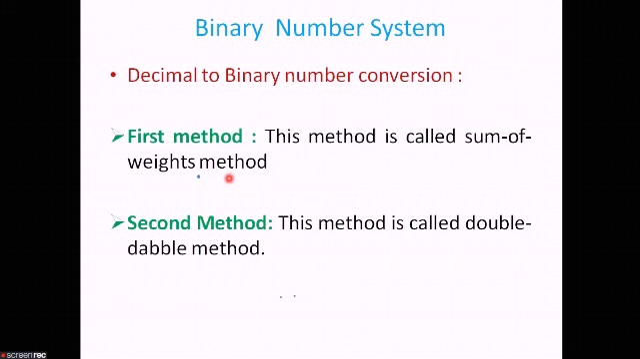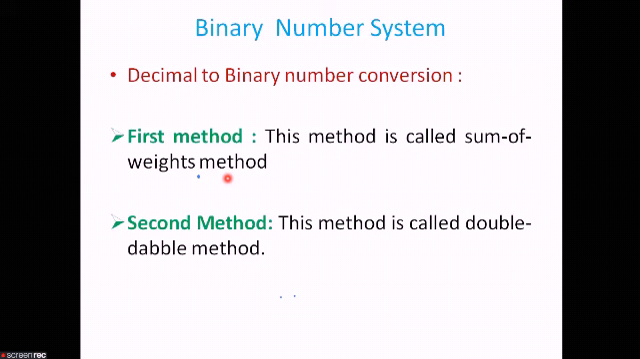In general, the sum of weights method can be used to convert a decimal number to any other base system. This is also a very important thing. We can use any of the two methods. The first method I have explained is the sum of weights method, and the second method is called the double method. Now let me explain the second method.